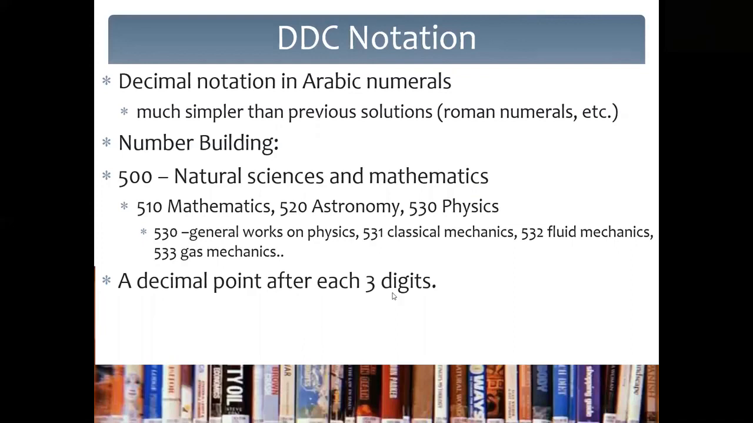And, in terms of number building, we sort of have that big class, and we've looked at these some last time. But for example, we have 500, which would be natural sciences and mathematics, and then we go down in a hierarchy. So we have this next level. So 510 is mathematics, 520 is astronomy, 530, and then within the physics bucket, 530 being our physics bucket, we have 530 general works on physics, classical mechanics, fluid mechanics, gas mechanics, and then after that. There is a decimal point after each 3 digits.